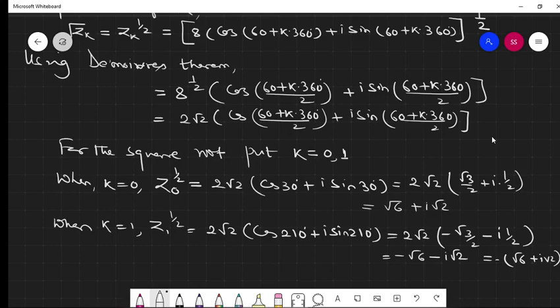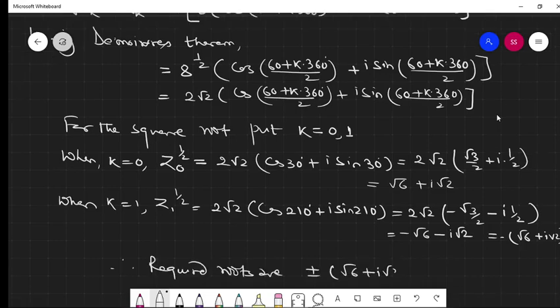Therefore the required roots are plus or minus (root 6 plus i root 2). So the square root of z, which we supposed as 4 plus 4 root 3i, is plus or minus (root 6 plus i root 2).